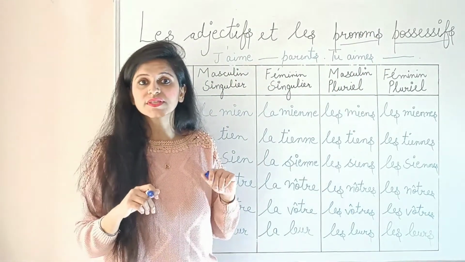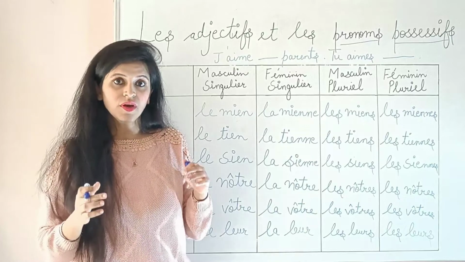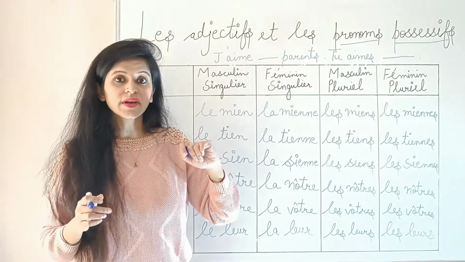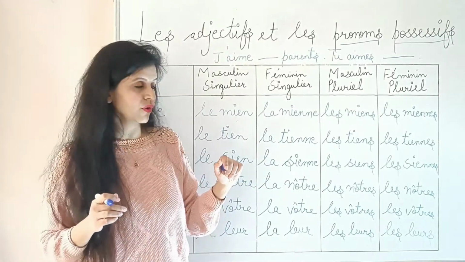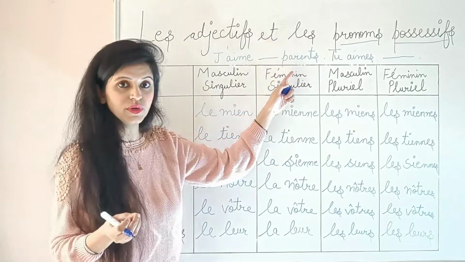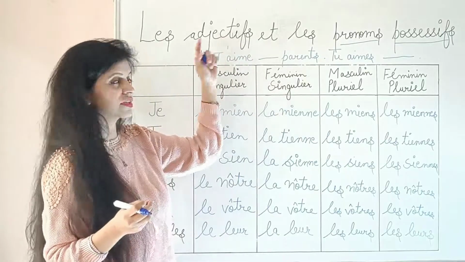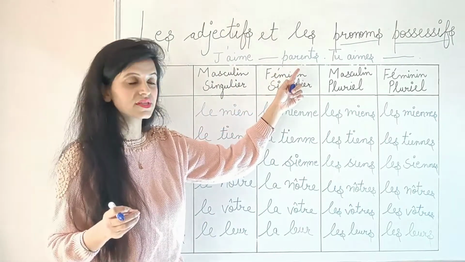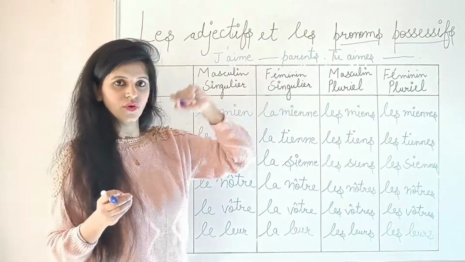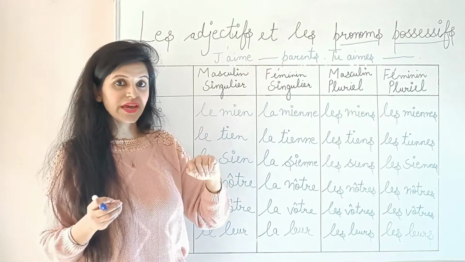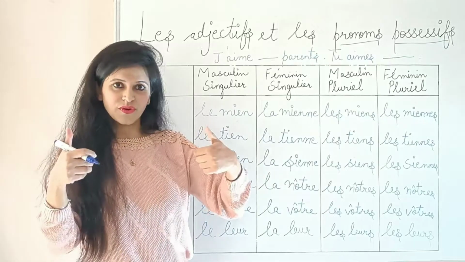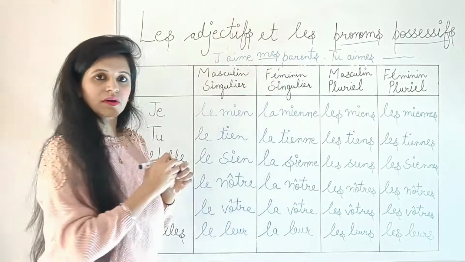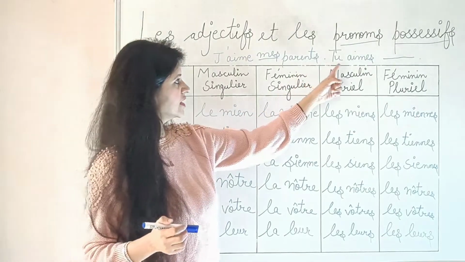Any kind of pronoun is used to avoid repetition. For example, J'aime dash parents. You're talking about parents for the first time. When you're talking about the noun for the first time, you use the adjective possessive. Adjectives are used with nouns. J'aime dash parents. So what is the answer? J'aime mes parents. Excellent. Très bien. J'aime mes parents. Now let's continue the sentence.